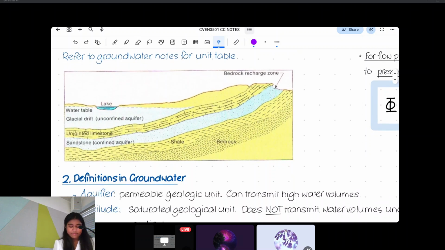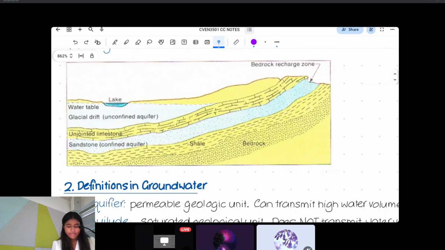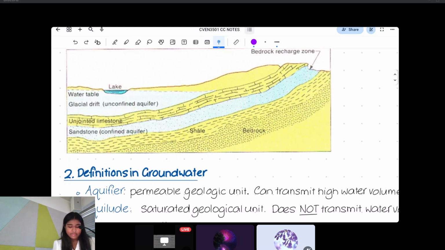Okay, so I'm going to start with this diagram here. This is kind of a profile view of what an aquifer could look like, a very basic one. So if we look at the ground here, there's a lake there, and then underneath that there's the water table. In fluids, you would have learned about what the water table is. That's just where the water level sits most of the time.